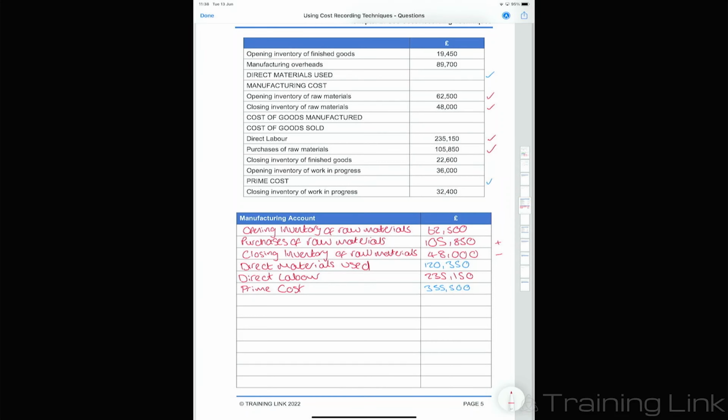Then we need to add on our manufacturing overheads. Remember, these were our indirect costs. And that will be for the amount of 89,700, which is second from the top there. And that way, when we add that to our prime cost, we get our manufacturing cost. So again, add those together and we should get 445,200.